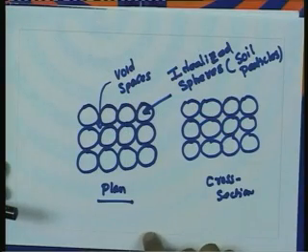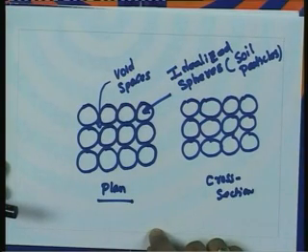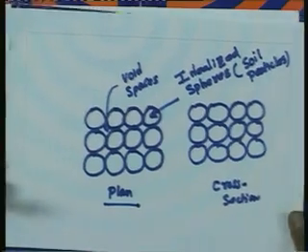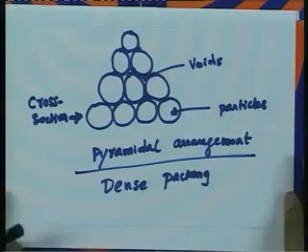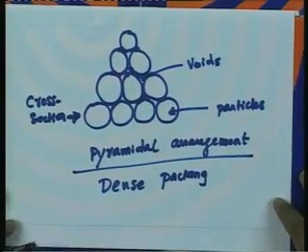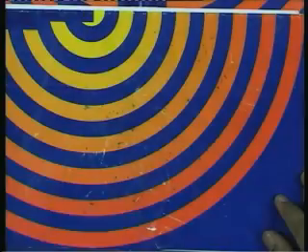So, we have seen one is the simple cubic arrangement for representing the loose state, and the pyramidal arrangement for representing the dense packing state. So, let us look into this further. That is what is shown here.